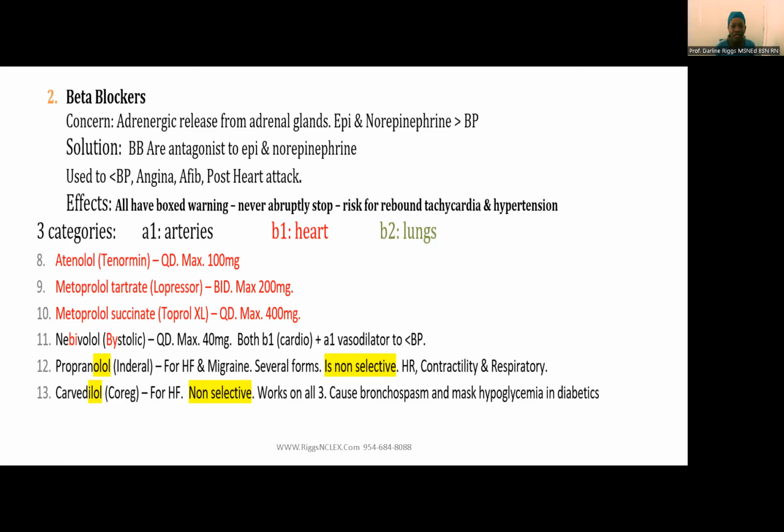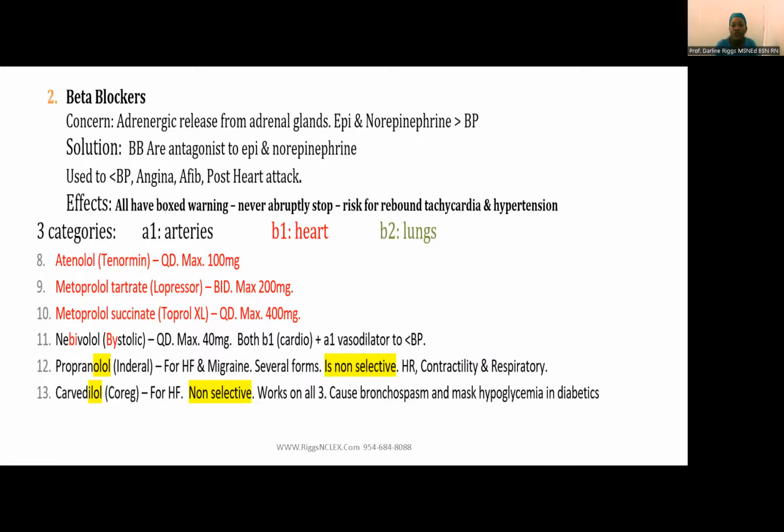abruptly stop these drugs, because your body does something we call a rebound effect. Every day you've been giving me this drug and all of a sudden nothing. So your body's going to try and compensate for this. And you're going to end up with what we call a rebound tachy, right? Your heart's going to start racing, and then a rebound hypertension.